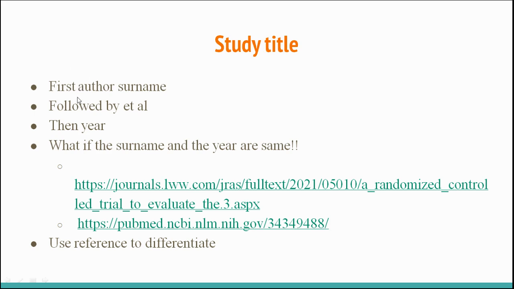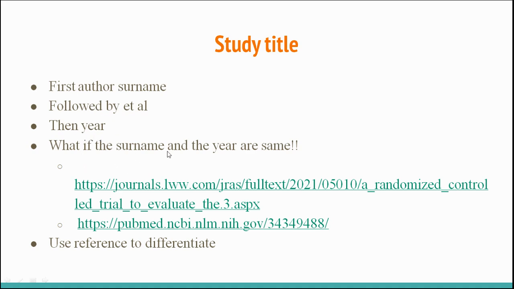So going back, the first section which was highlighted in the circular form is the study title. The usual format used in naming the study in a meta-analysis is the first author surname, then obviously followed by et al. A meta-analysis is usually conducted by two or more people, so you will write et al. followed by the first author surname. Then usually it is followed by year.